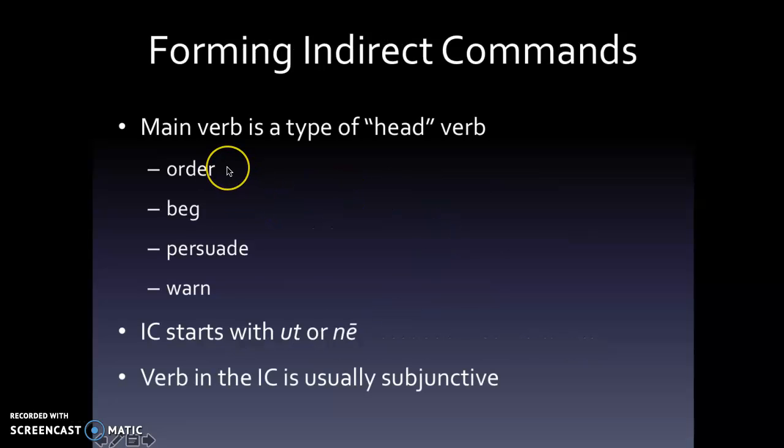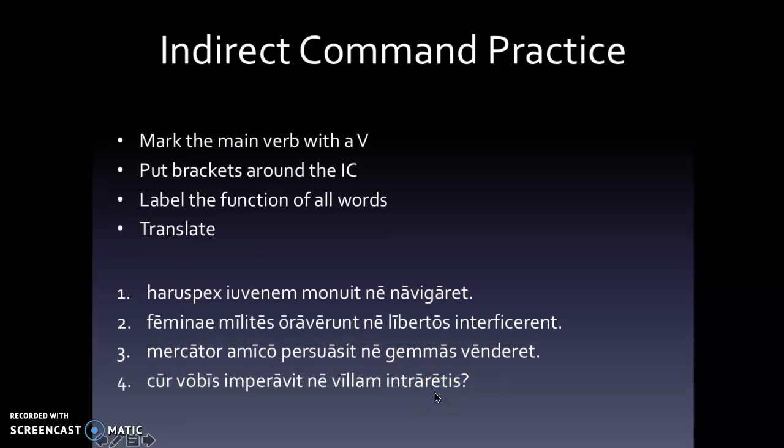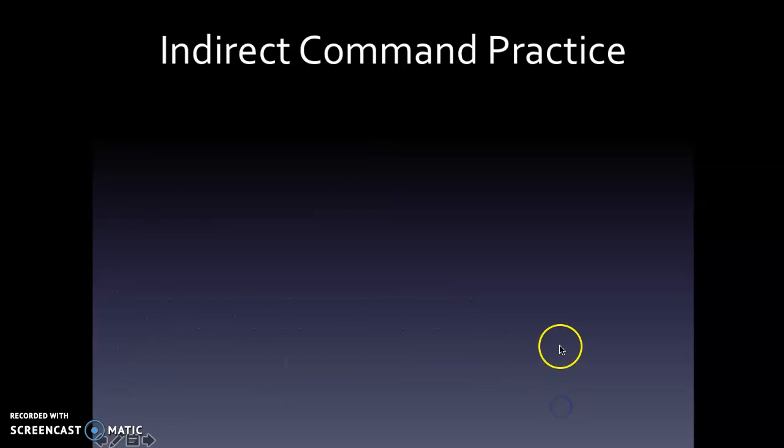Just like regular indirect commands, you're going to start with some sort of ordering word, a head verb. The indirect command itself is going to start with ut. Now it can also start with ne. The verb inside the indirect command is usually subjunctive. Go ahead and copy down these 4 sentences. Mark the main verb with a V, put brackets around the indirect command, label the function of all words, and then write out a translation.